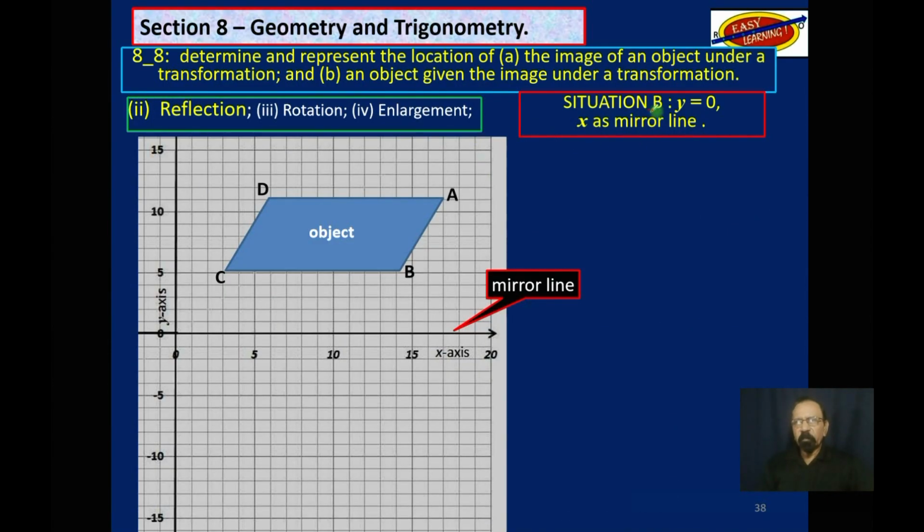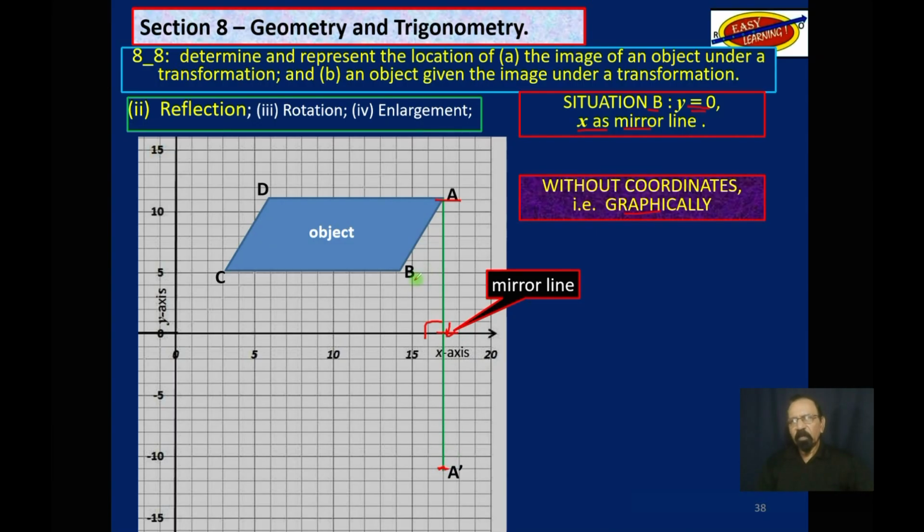Now let's go to situation B, where y is equal to 0. Now x is the mirror line. X is the mirror line here. Y is equal to 0, x is the mirror line. Let's do it graphically first of all. You draw a perpendicular from A to that, extend it the same amount from here to there, over on the other side, and that there would be A prime. Obviously, you do the same thing with B, that will be B prime, the same thing with C, to be C prime, and the same thing with D, which would give us D prime.